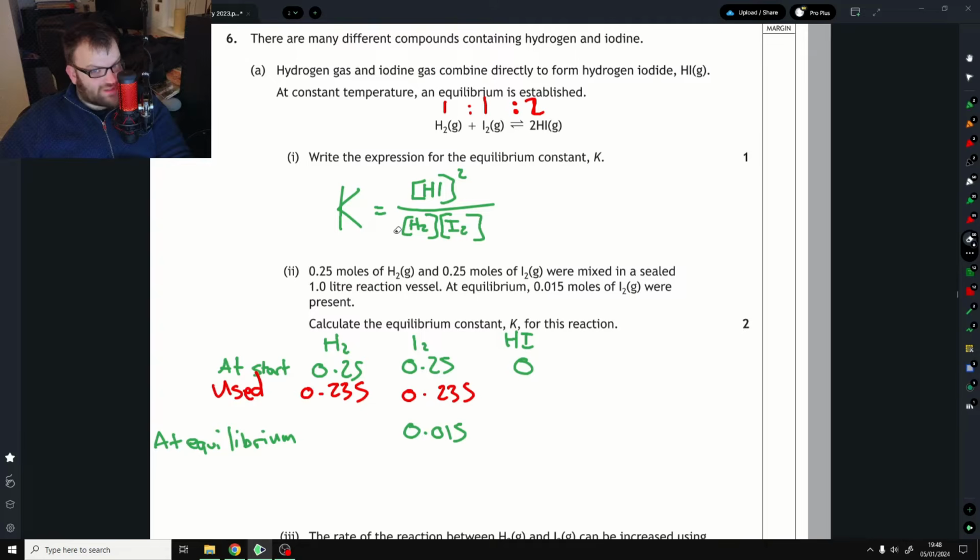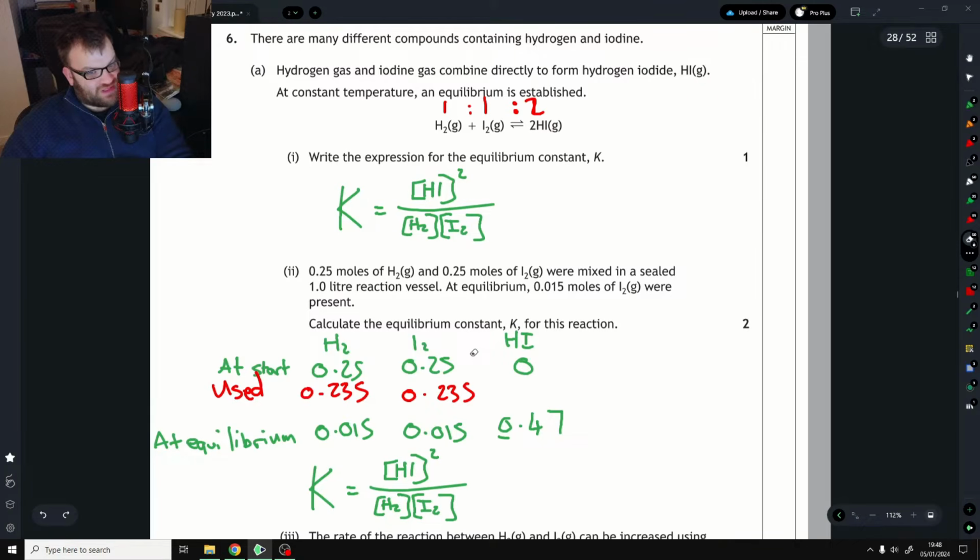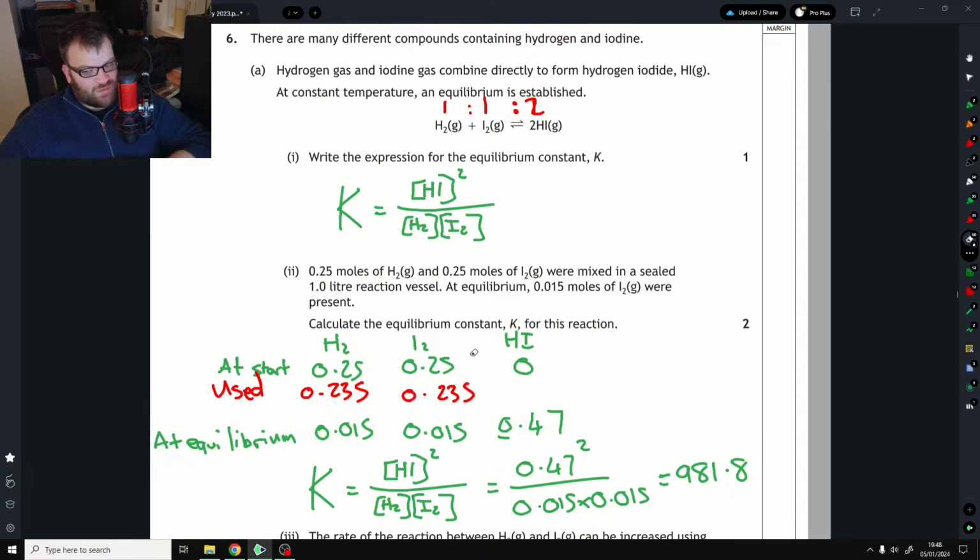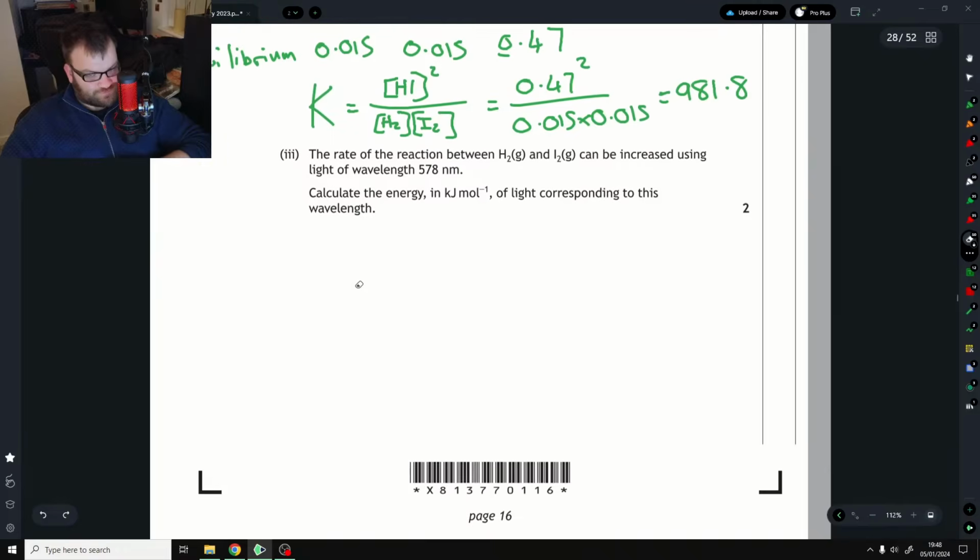It's a 1-to-2 ratio between the reactants and the product. Therefore, we must have made 0.47. So that's how much we'd have at equilibrium. All we need to do now is stick those values into our equation that we've worked out. Popping them in, typing them into your calculator, we end up with a value of 981.8. No units for the equilibrium constant. That is our answer there.